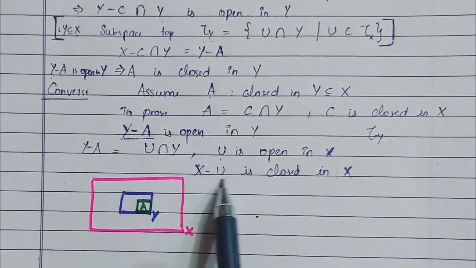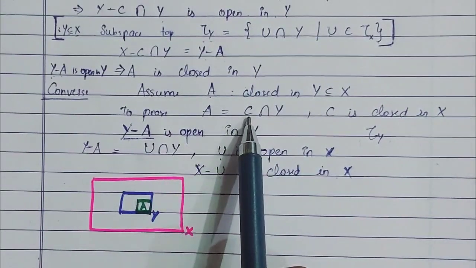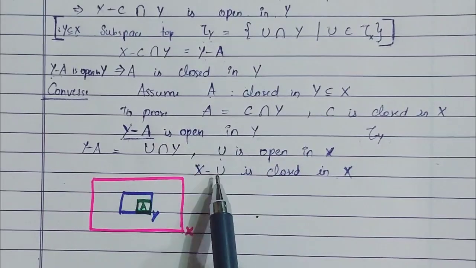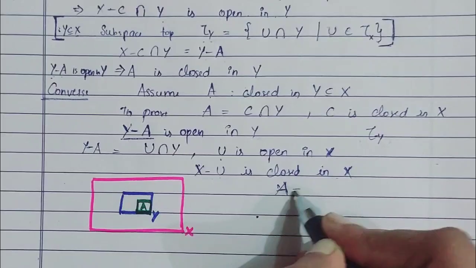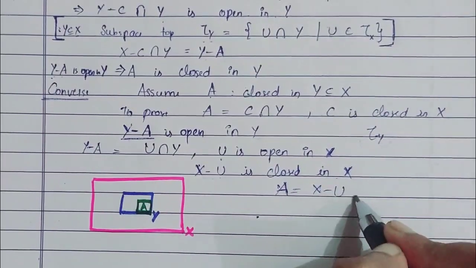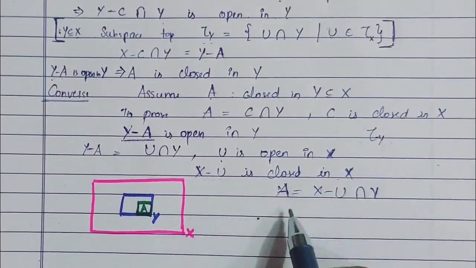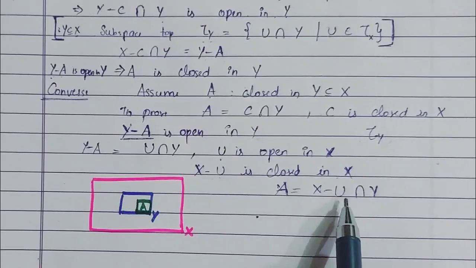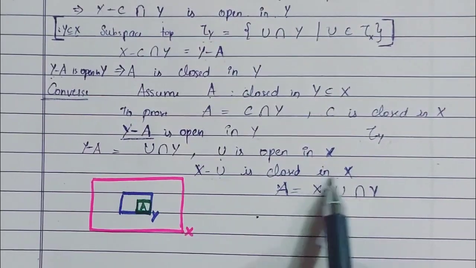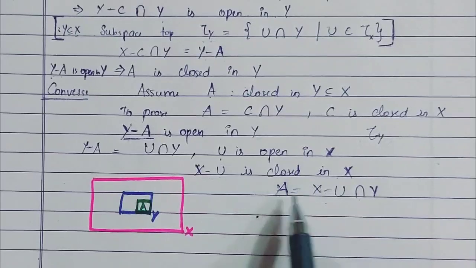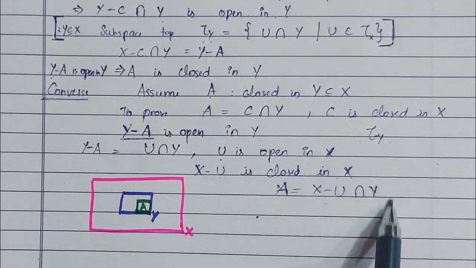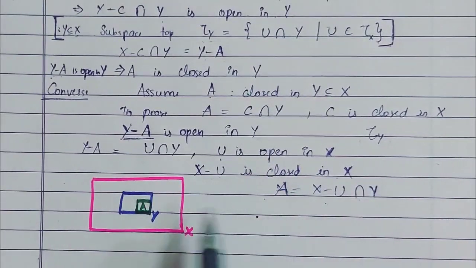So X minus U is closed. I'm just going to say A is equal to X minus U intersection Y. That is my claim actually. This is what I have to prove, because I have to say A is the intersection of Y with some closed set of X. That is what the statement is. If I say this, then my theorem gets over.